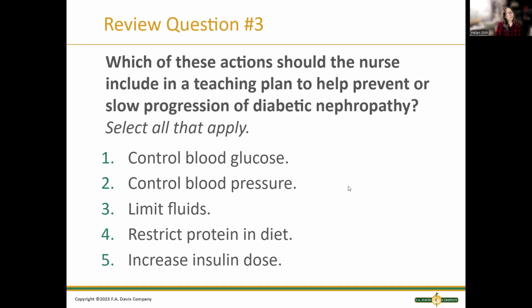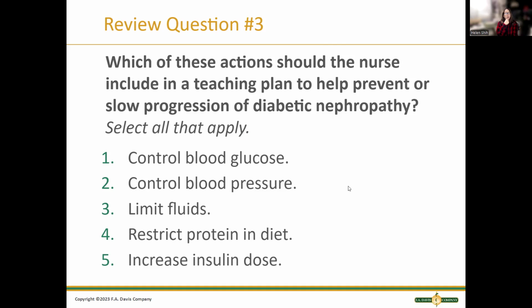Now, this question says, which of these actions should the nurse include in a teaching plan to help prevent or slow the progression of diabetic nephropathy? Select all that apply. In this one, it's definitely going to be control blood glucose. Control blood pressure. A lot of times if you have diabetic nephropathy, you have poor glucose control, you also may have blood pressure issues. So I think we're going to do 1 and 2.